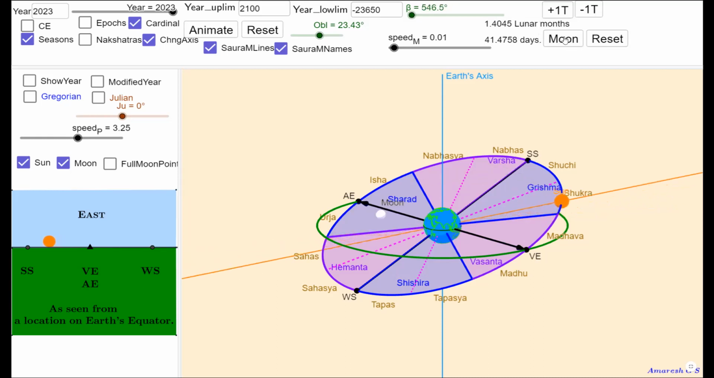Okay. So 1, and 2, and 3, and 4. Remember, we are going from Amavasya to Amavasya. 5, 6, 7, 8, 9, 10, 11, and when it completes 12, I'm going to stop it.